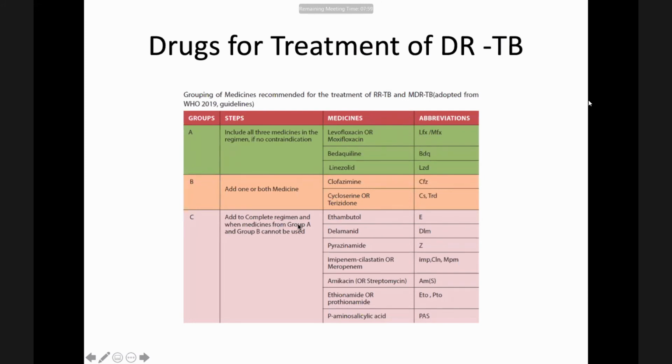And when medicines from group A and group B cannot be used, you can add either ethambutol, or if other drugs cannot be used, you can use delamanid, pyrazinamide, imipenem-cilastatin, or amikacin. So 3 drugs should be there, include all the 3 medications if no contraindication, then add one, and then add one from this group, to complete the regimen for the treatment of rifampicin resistant TB and MDR-TB.